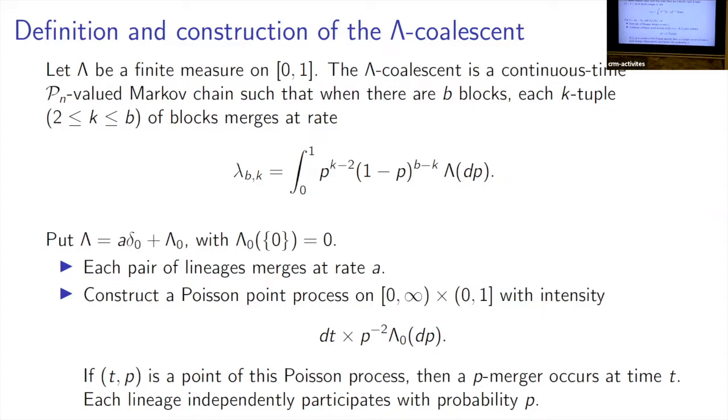But then we have these larger mergers that happen at times of a Poisson point process on the positive reals cross [0,1]. The intensity of this Poisson process in the time coordinate is Lebesgue measure, and in the second coordinate is given by p^(-2) lambda_0(dp). And then if (t,p) is a point of this Poisson process, then we have a so-called p-merger at time t, which means that we flip an independent coin for each lineage, which comes up heads with probability p, and we merge all the lineages whose coin comes up heads. And so the measure lambda is really governing the rates of p-mergers for various values of p.